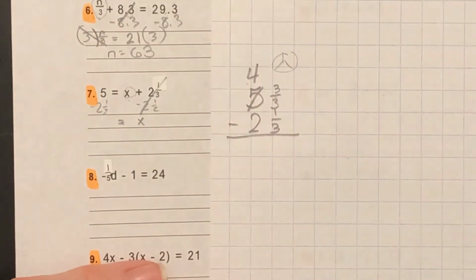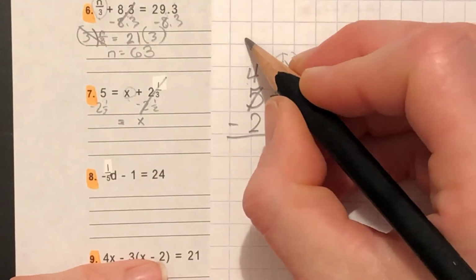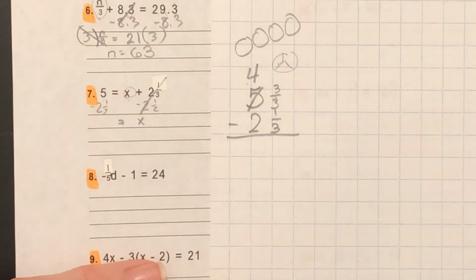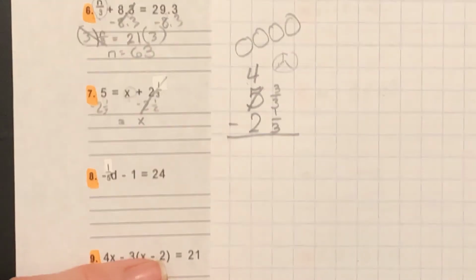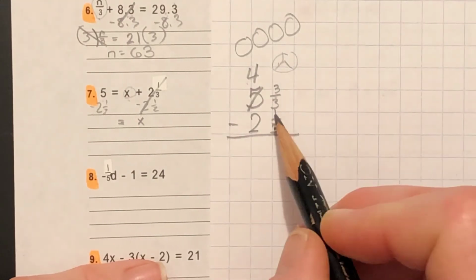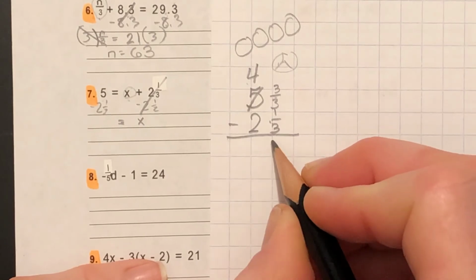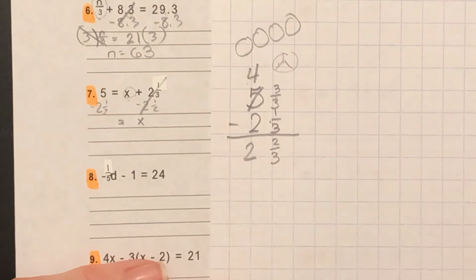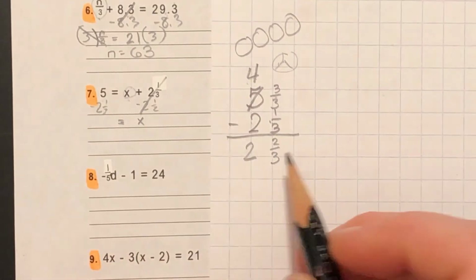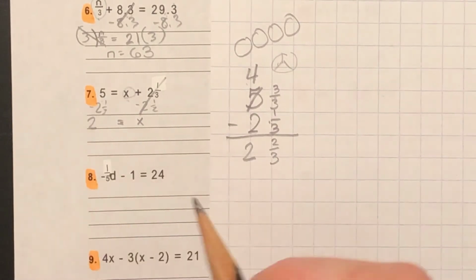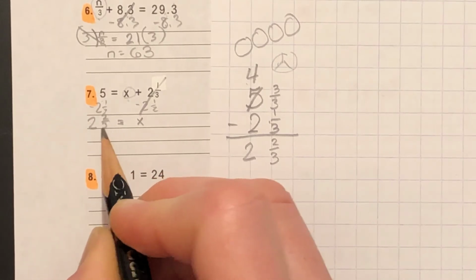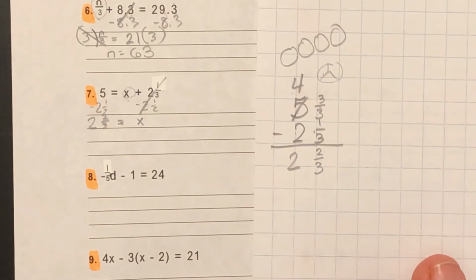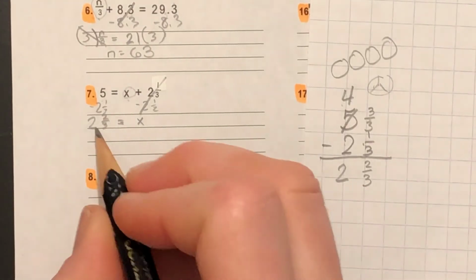That still makes 5. See, I've got 1, 2, 3, 4 wholes and 3/3. It's still 5, so I didn't change the number, I just changed how it's grouped. So 3/3, take away 1/3 is 2/3. 4 take away 2 is 2. So now I have 2 and 2/3. That's my final answer.